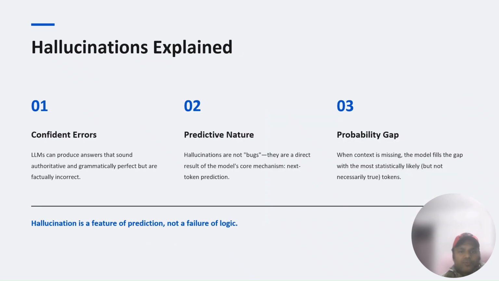Okay. So because LLMs predict text, they can sometimes produce answers that sound confident but are wrong. This behavior is called hallucination, and it's not a bug, it's a result of prediction. The model is simply predicting the most likely sounding sequence of words.